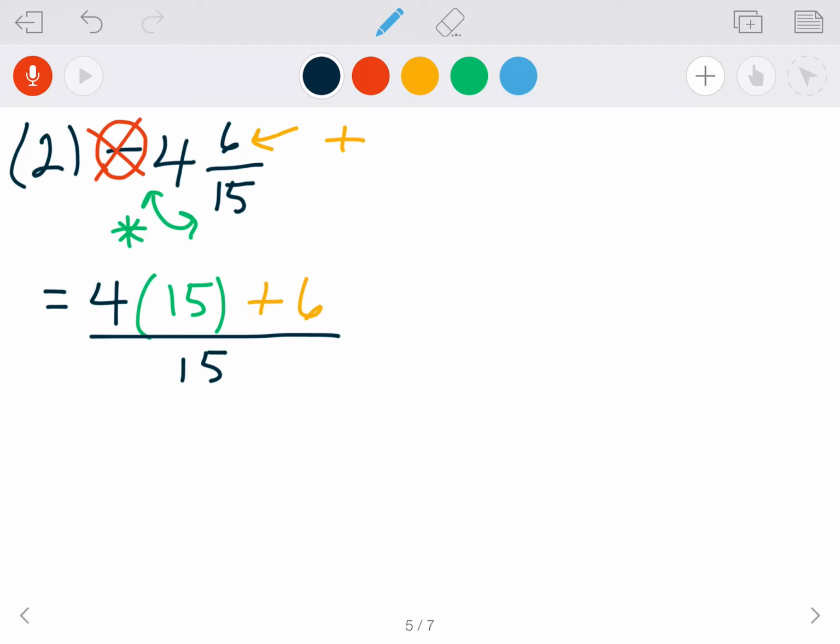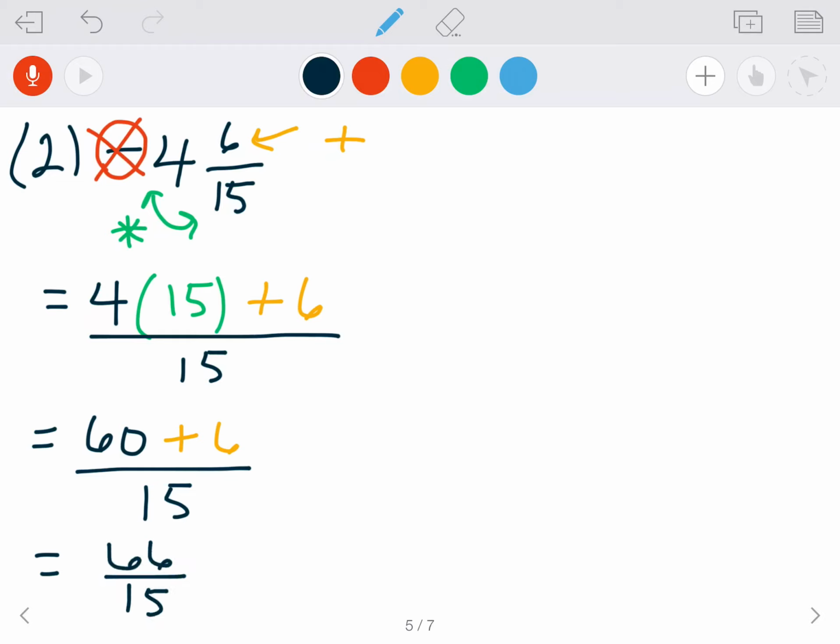Okay, great. According to GEMDAS, do your multiplication first. 4 times 15 makes 60. And then, oops, let me put that in yellow. We still have that plus 6 over 15. That will give us 66 over 15. Okay, now we need to tack on our negative again. So we ignored it at first, but now it's been very patient. We'll tack it back on. So we get negative 66 over 15.